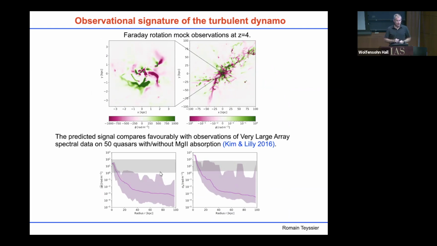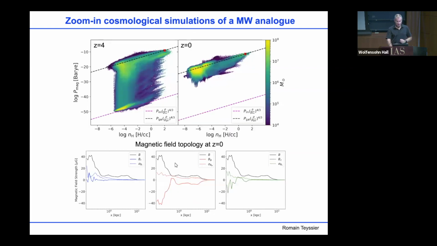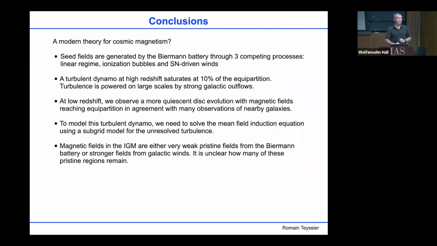So this is a great game to play to calibrate the model at redshift 4, very high redshift, and also by looking at Faraday rotations in the Milky Way today, we can compare to nearby galaxies. So there's a lot of stuff to do here once we have this model, which is now, I would say, relatively self-consistent. So let me summarize my talk.